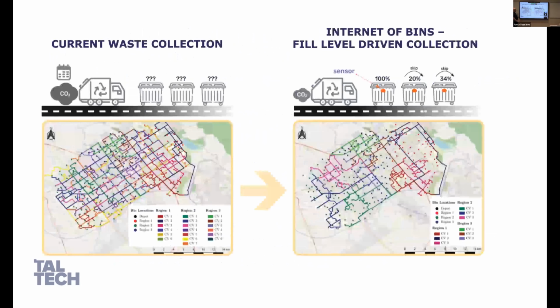Next slide, please. You see visually here what we're basically doing: here is routine-based collection, here is fill-based collection. As you see from the slides, the routes are pretty different. Here is routine-based and that's fill-based. That's really the practical thing we do, very practical. Please, next slide.